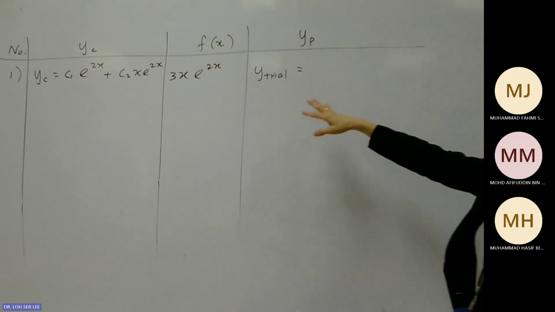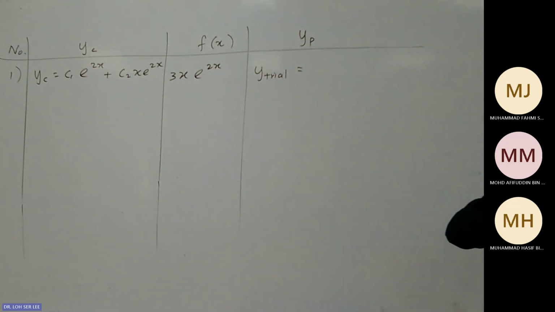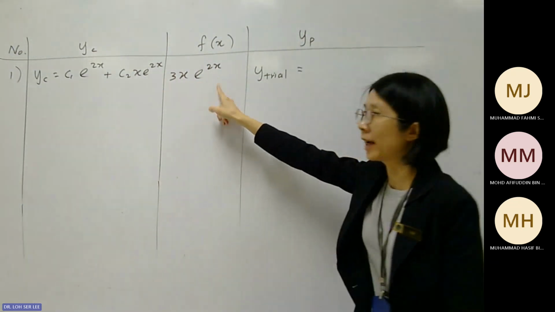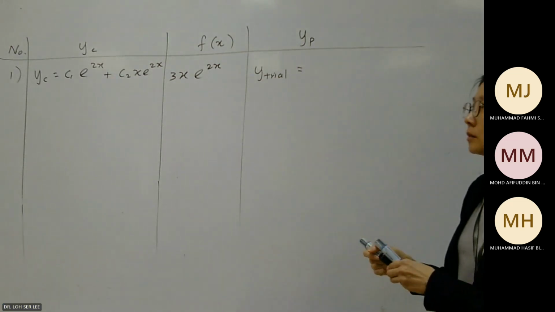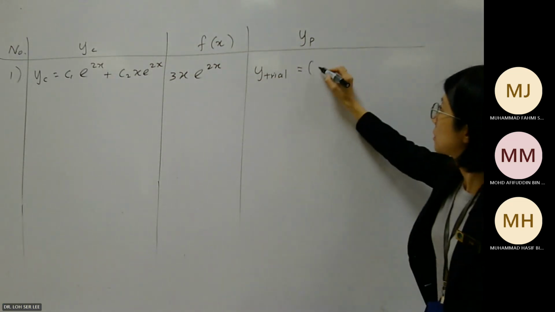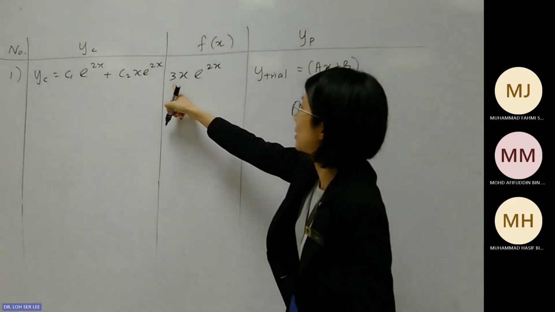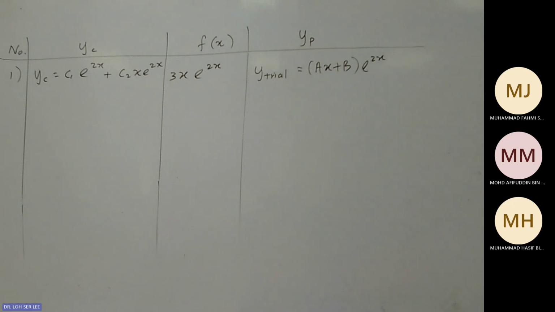Let me give some more examples for you to find the Y trial. Now look at this. Let's say this is your YC and this is your FX. What is your Y trial? AX plus B for this one, and then E2X. This is your Y trial.